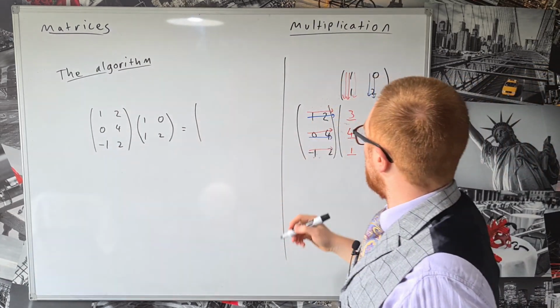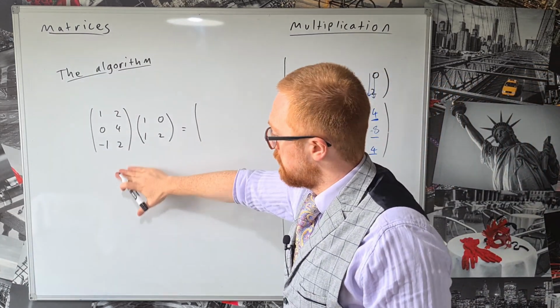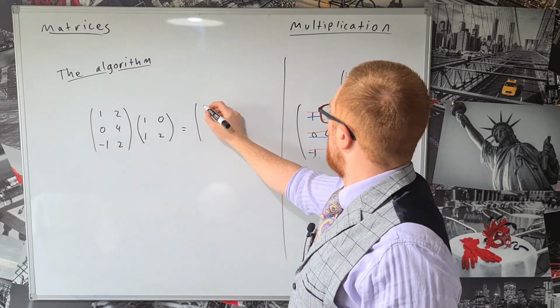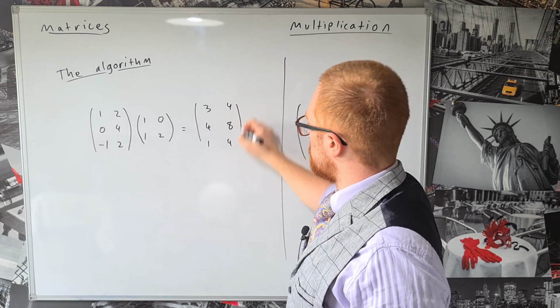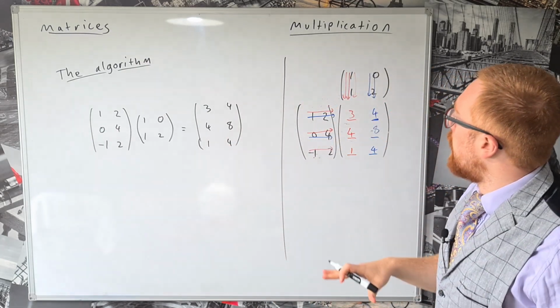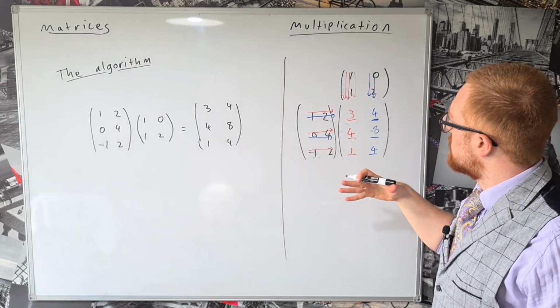So over here in our main answer to the problem, we can write 3, 4, 4, 8, 1, 4. Okay, so there we go.